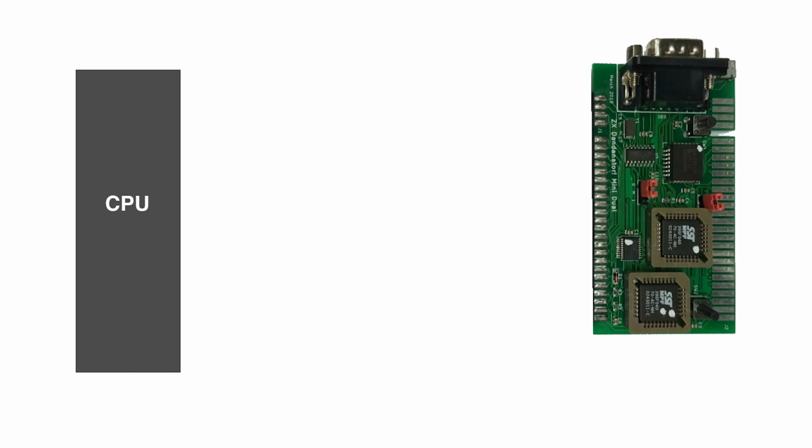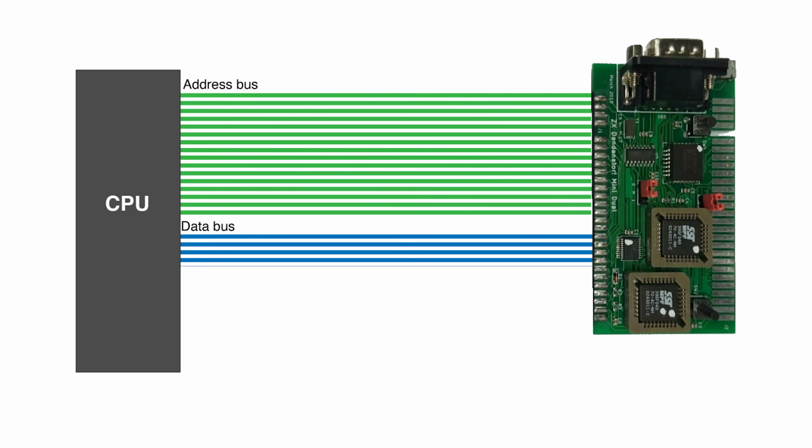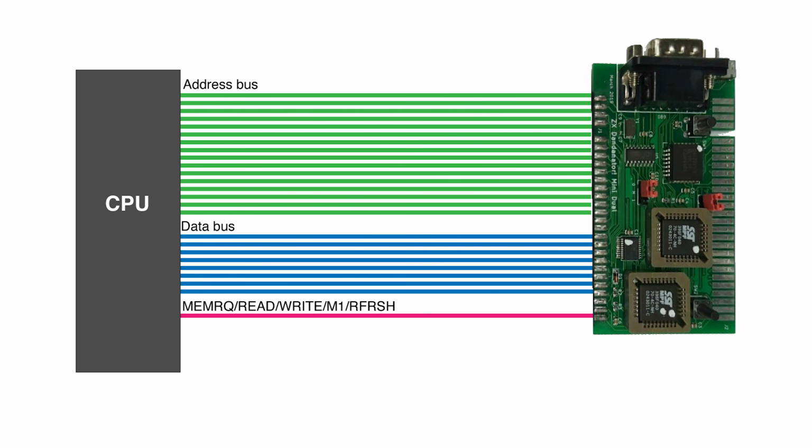So imagine you're an expansion designer and you have full access to the expansion bus, meaning the data and address buses and the usual control signals. How could you communicate with custom hardware without using IORQ?